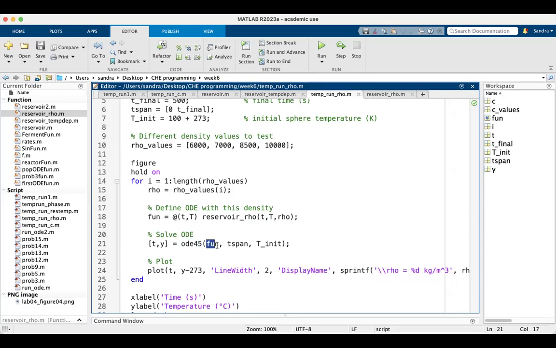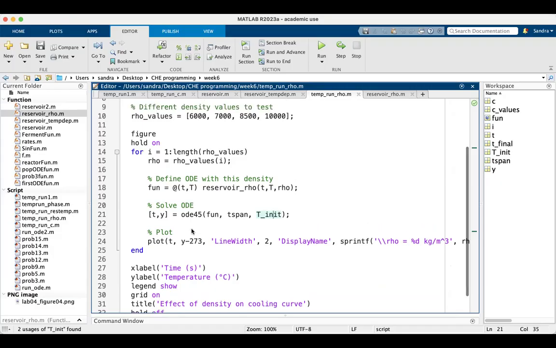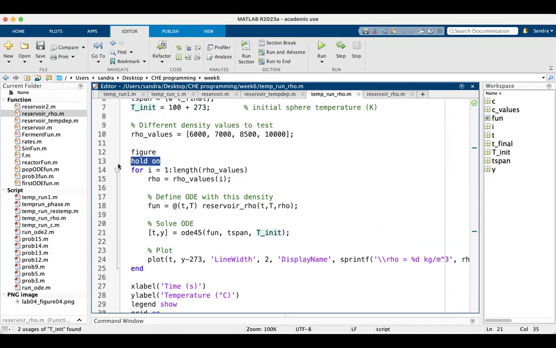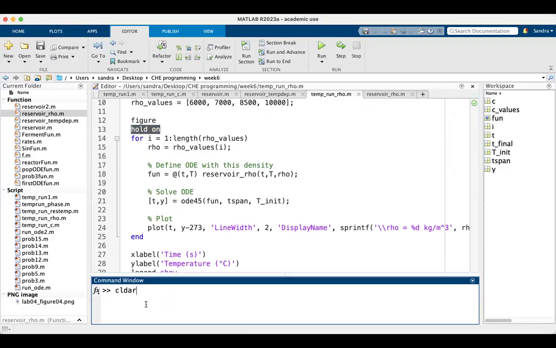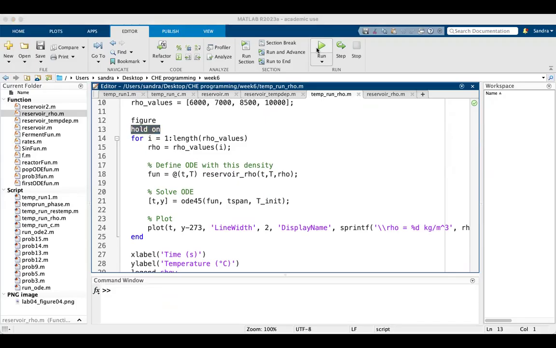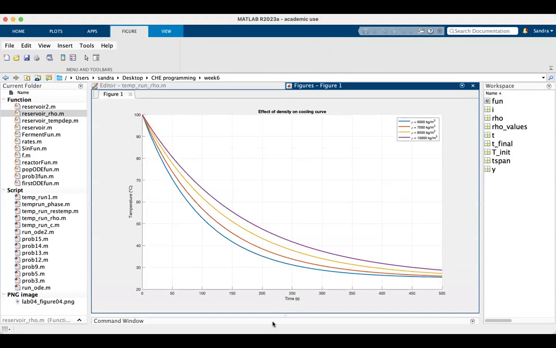You call this function with ODE45. T span remains the same, T in remains the same, exactly what we did earlier. And you plot it, you are plotting y in degrees Celsius, so that is why you have minus 273. And you have this hold on. So basically every plot in the for loop gets plotted on the same figure. And finally, I'll just run this and show it to you. Finally, this will be the plot.